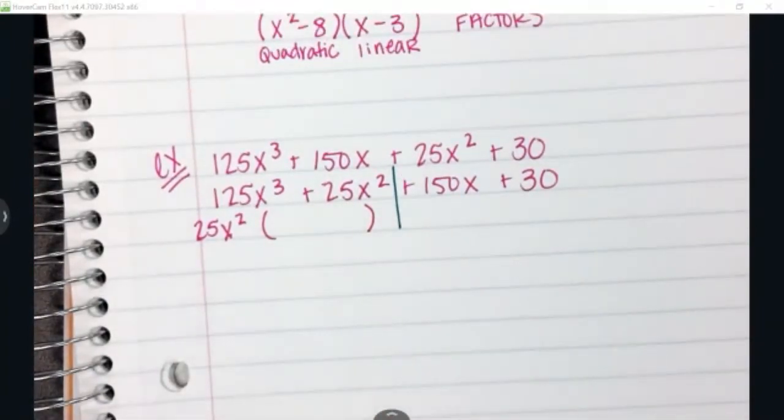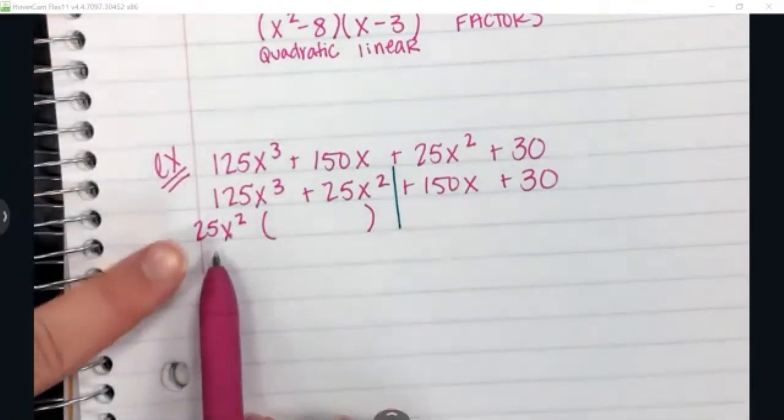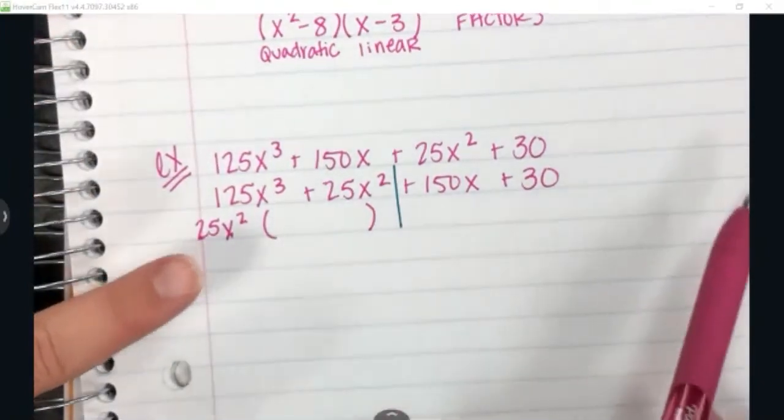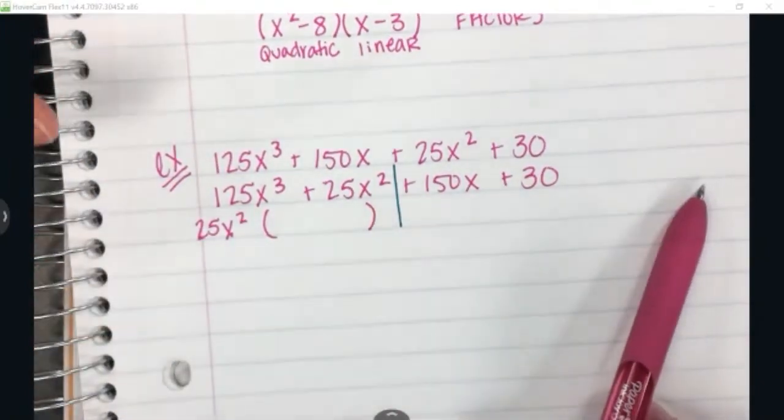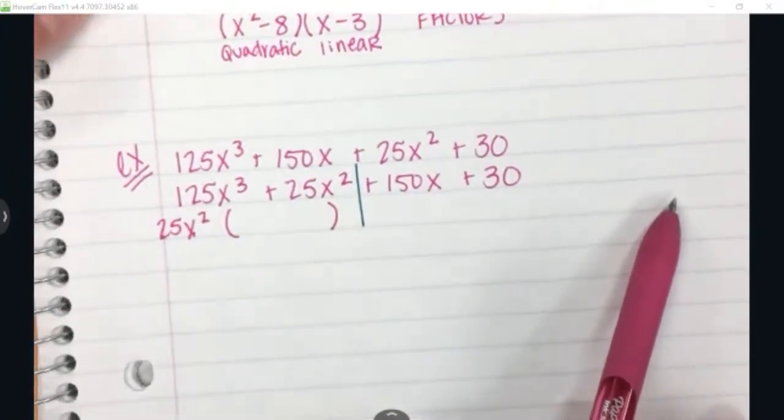My Zoomers, did it just freeze? There it goes. Okay. 25x squared. So if you need to go to scratch paper, go to scratch paper. If you don't, then just answer the question.